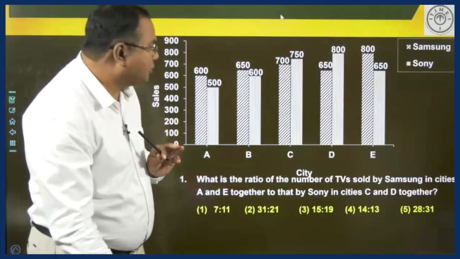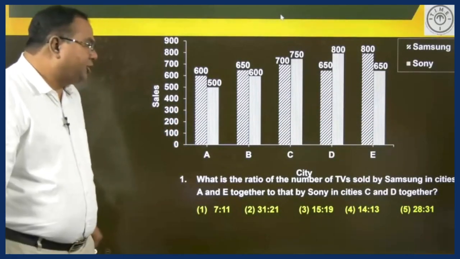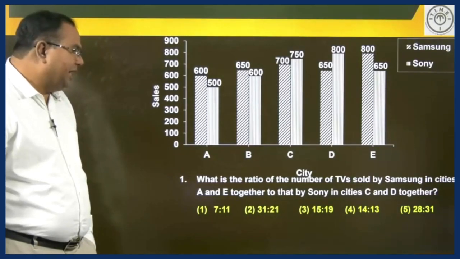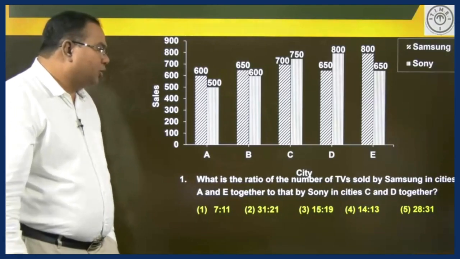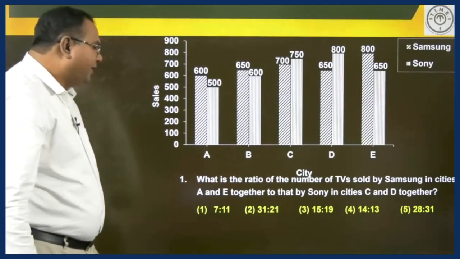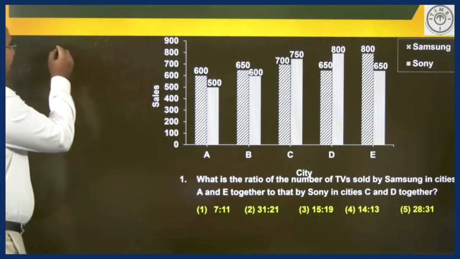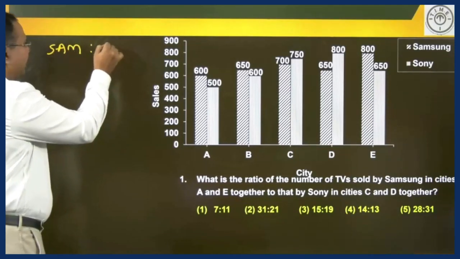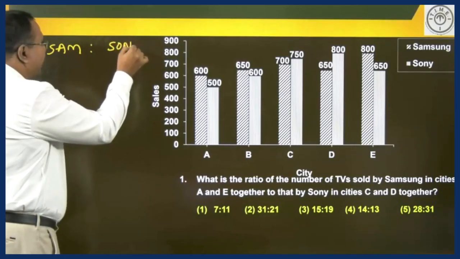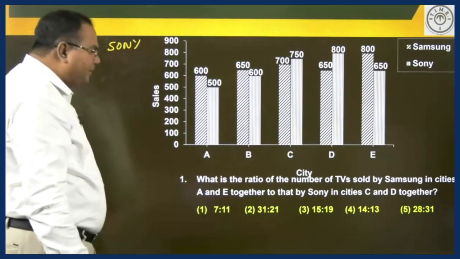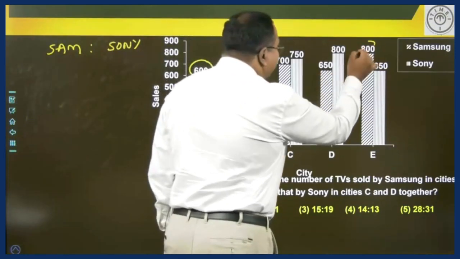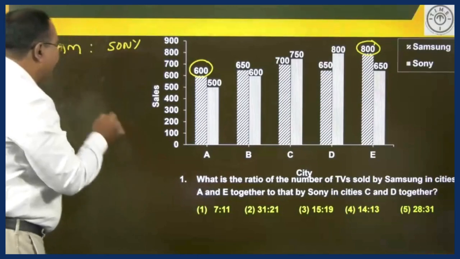Let's start with the first question, students. What is the ratio of number of TVs sold by Samsung in cities A and E together to Sony in C and D together? I want sales of Samsung in A plus E together, okay. Sony in C plus D together. You can add for yourself. Samsung in A and E. A it is 600, E it is 800. 600 plus 800, 1400.